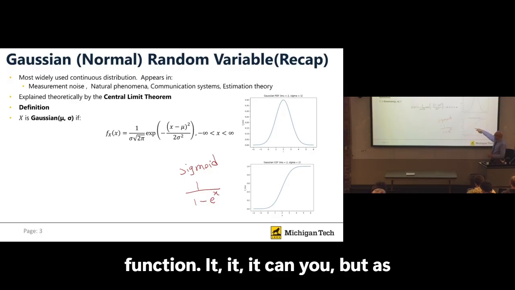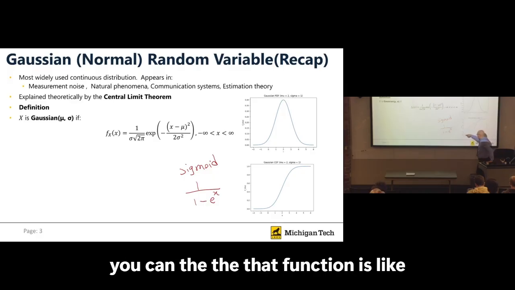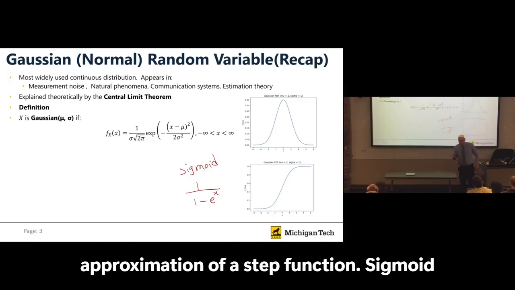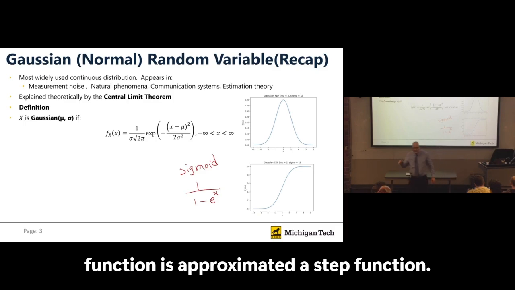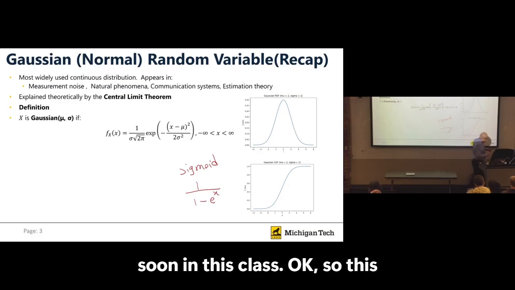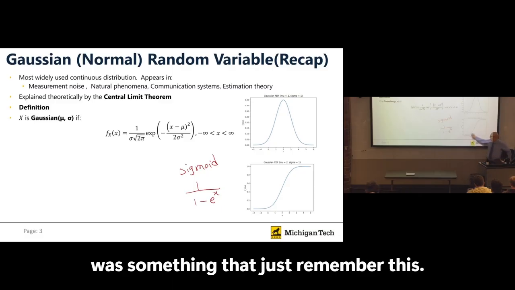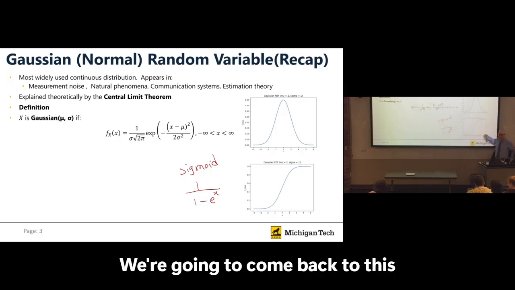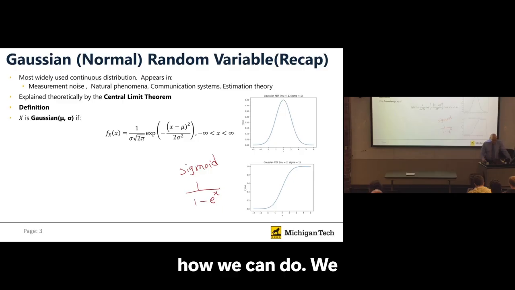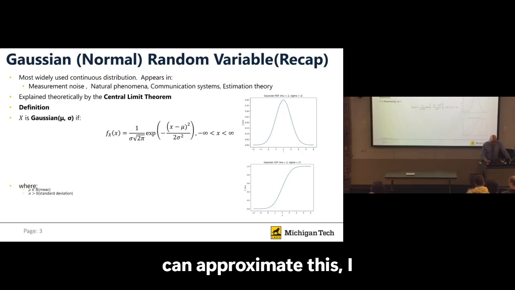As you can see, that function is actually an approximation of a step function. The sigmoid function is an approximation of a step function. We're going to see a step function soon in this class. So just remember this. We're going to come back to this at the end of the class and see how we can approximate this.